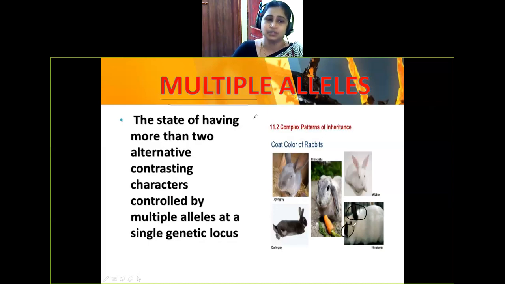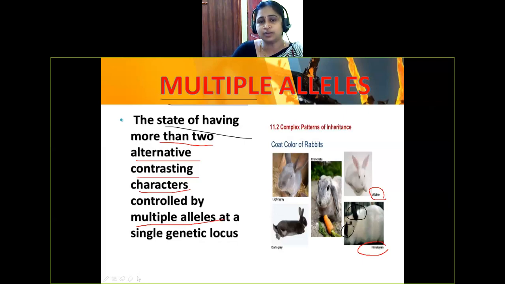So first, let us understand what is multiple alleles. It is the state of having more than two alternative contrasting characters. So far we have only read two contrasting characters, in Pisum sativum: tall, dwarf, round, wrinkled. Like that, two contrasting characters. But here, more than two contrasting characters. Here they are given: the colored one, chinchilla, light gray, dark gray, albino, Himalayan. These are all the different alleles, so more than two alternative contrasting characters controlled by multiple alleles.